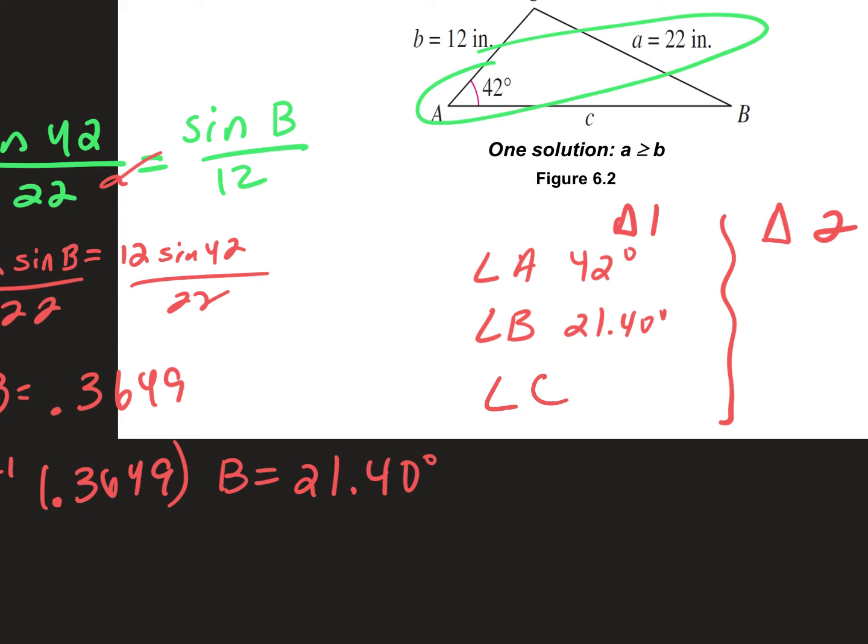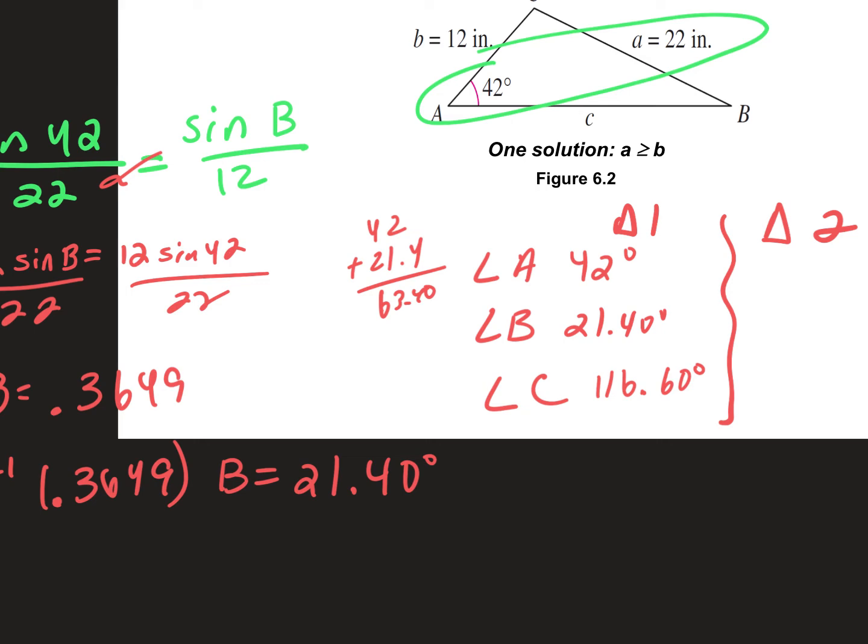What would you do? I'd add up 42 and 21.4. So 42 plus 21.4, and I get 63.40. And then how do I find out what angle C is? I'm going to subtract 180 minus 63.4, and I get 116.60 degrees. Now we can find the other side lengths, and we will in a second.